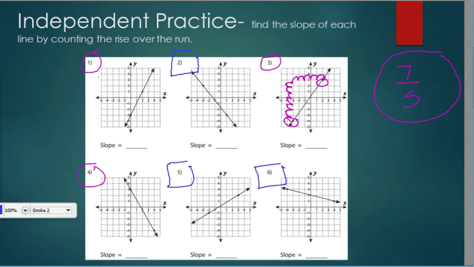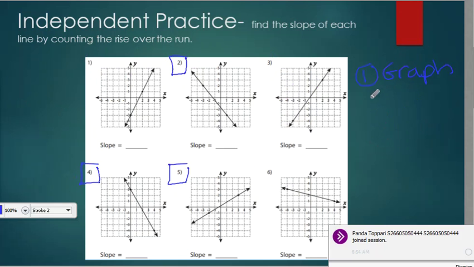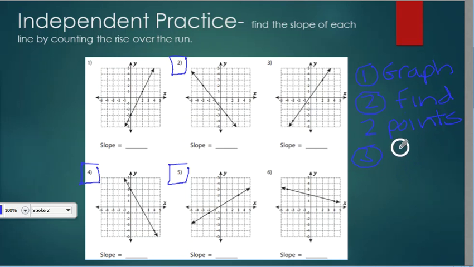Okay, so remember the steps for finding the slope, if you are going to graph and count, is to first graph your line, and then after you have graphed your line, the second thing you are going to do is find 2 points on the line, or find 2 points that the line crosses through. The third thing that you're going to do is find the change in y. That's the top number of your fraction. Then you're going to find the change in x. That's the bottom number of your fraction. And then that is your slope.